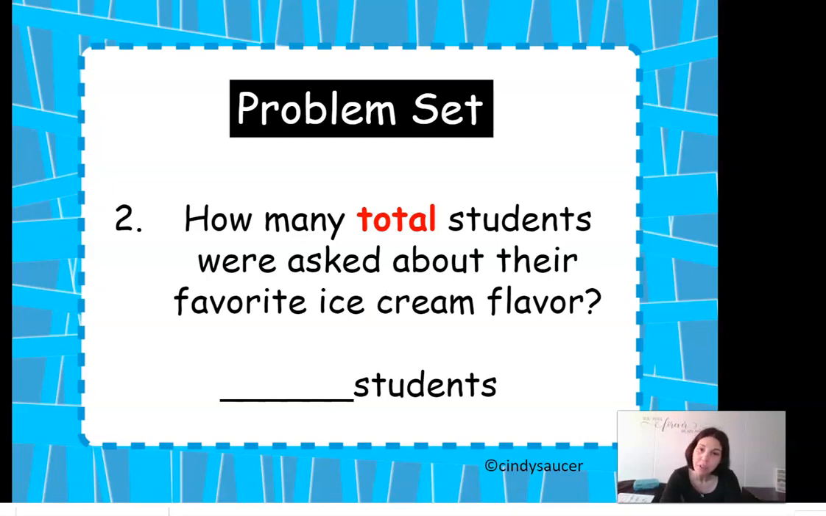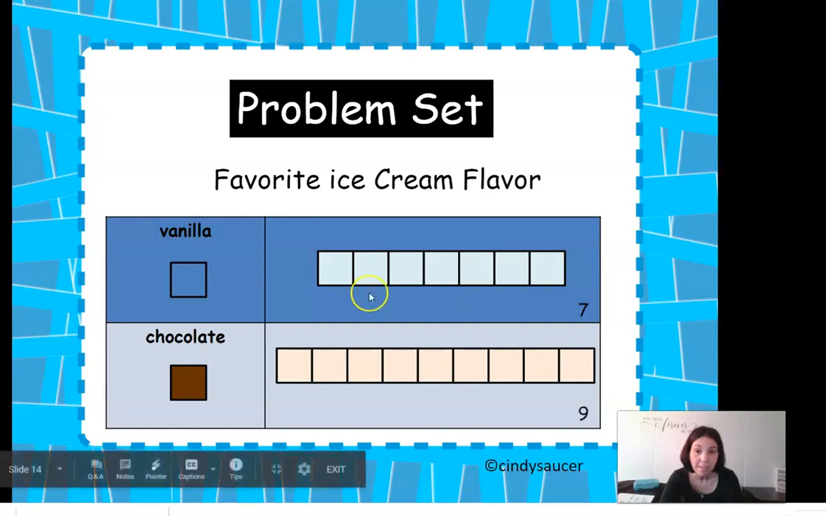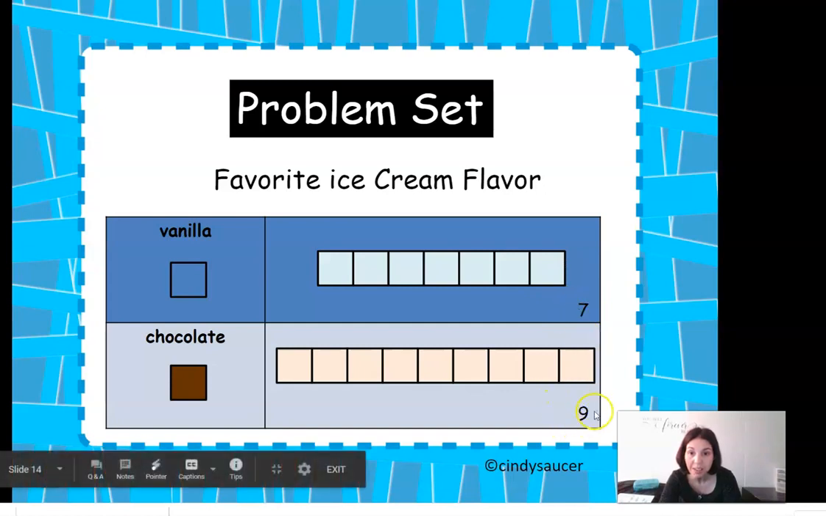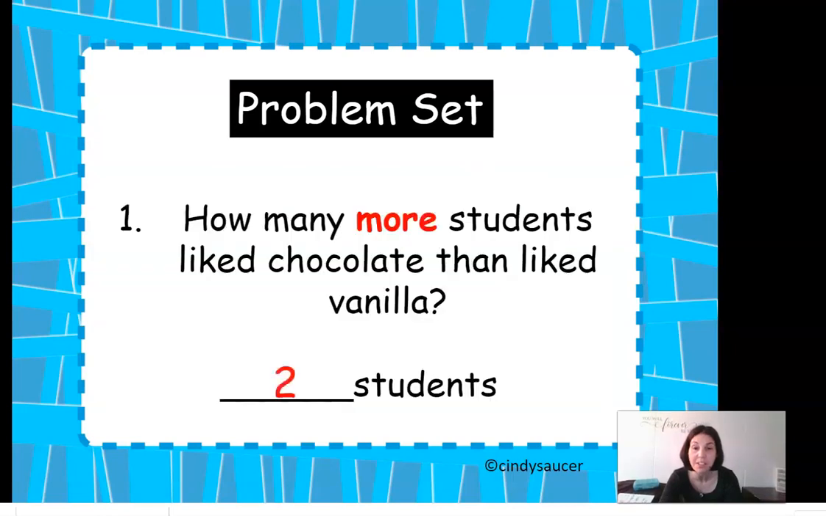How many total students were asked about their favorite ice cream flavor? That means we have to go back and count. We can either count all of these together or we can add 9 plus 7. 9 plus 7 is easy to add because it's close to 10. If we take 1 from 7 and add it to 9, then we have 10 and we have a 6, and that makes 16. Super easy to add those together. So 16 students were asked what their favorite ice cream flavor is.